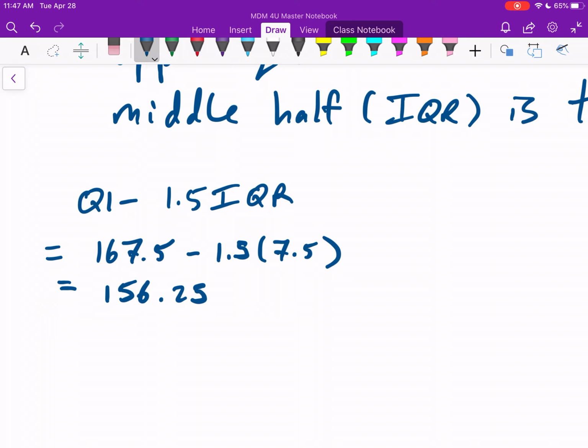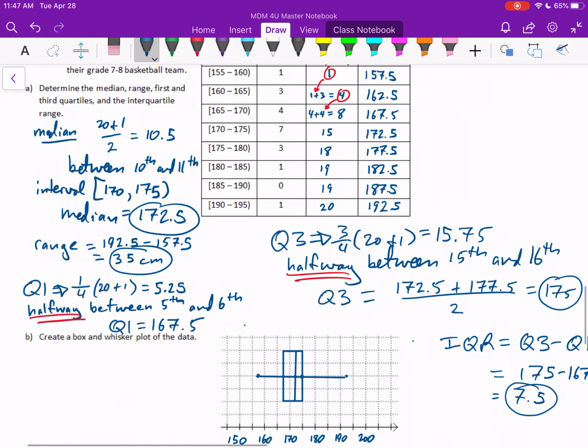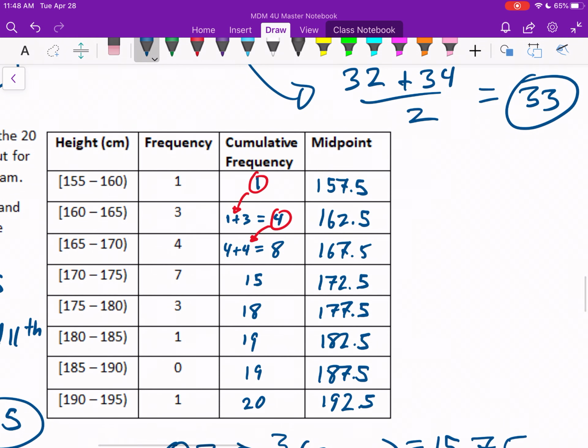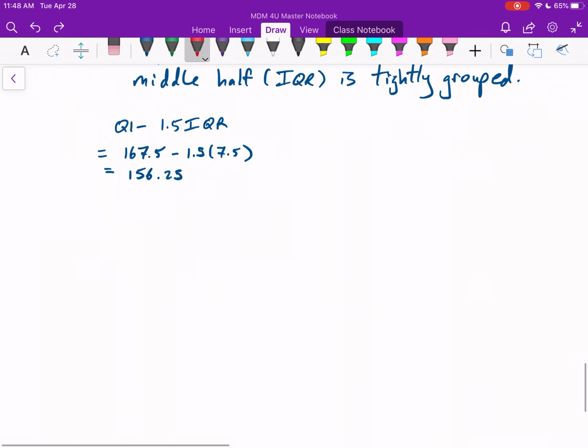What I'm looking for, are there any raw data numbers that are less than 156.25? So I'll go back to my table. My lowest number here was 157.5. So in other words, that is not lower than that number I just calculated. So I'll just write it like this. It's not less than, or it is less than, sorry. It is less than 157.5, my lowest data set. So there's no outlier, at least on the lower end anyway.